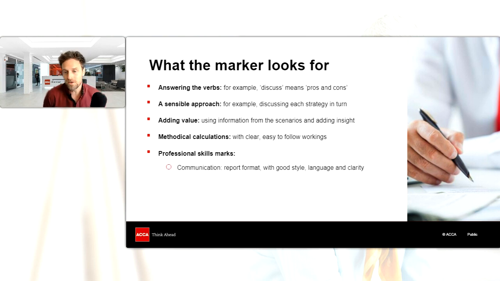So remember what they're looking for. Communication, which will only be in question 1 in the big 50 marker. They're looking for a report format. They're looking at good style, language, and clarity throughout. And again, we'll think about that report format shortly, what they're looking for exactly with that. But they're really easy marks to get.